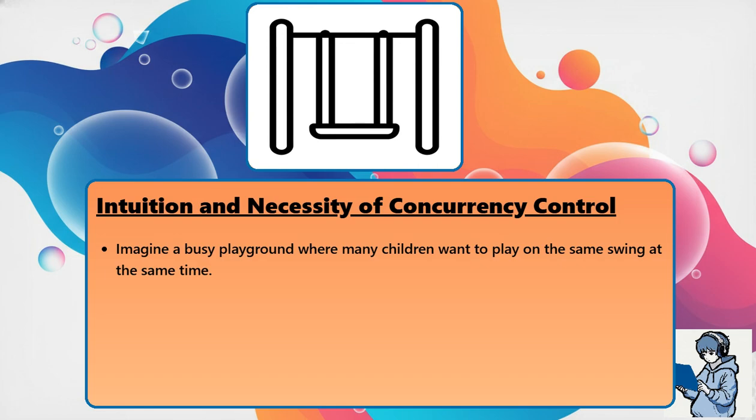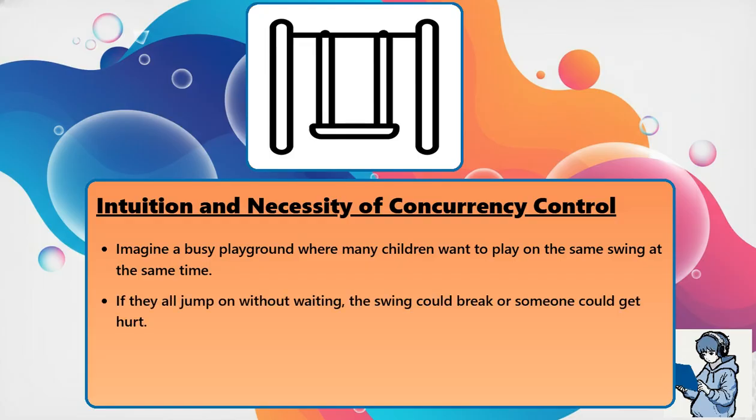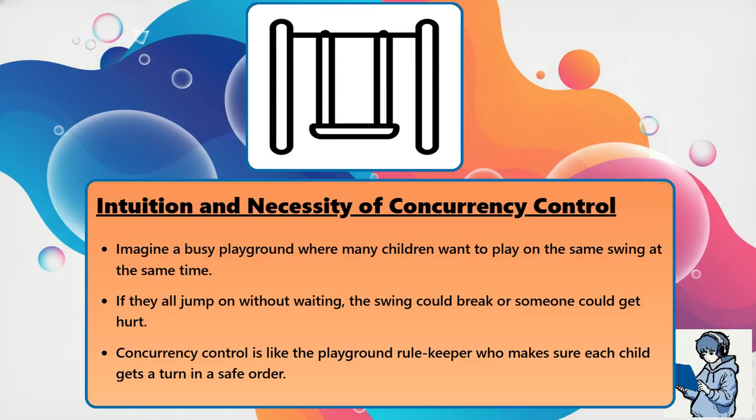Imagine a busy playground where many children want to play on the same swing at the same time. If they all jump on without waiting, the swing could break or someone could get hurt. Concurrency control is like the playground rule keeper who makes sure each child gets a turn in a safe order.